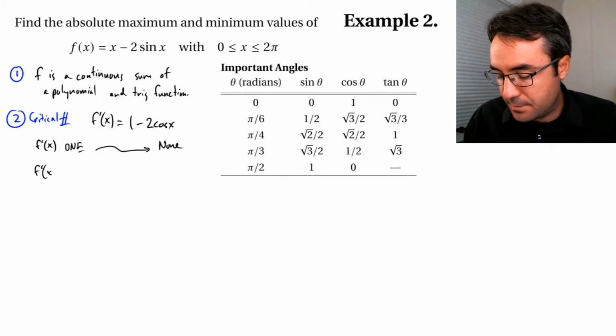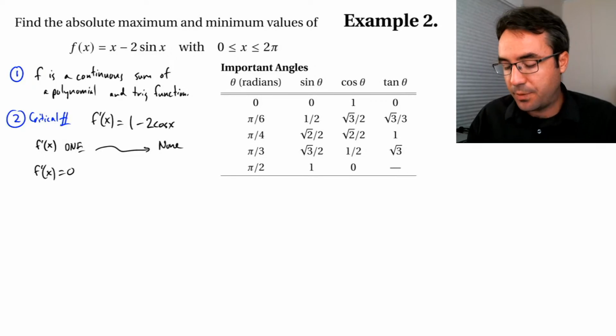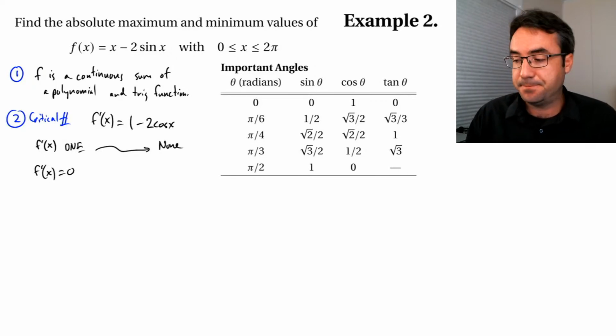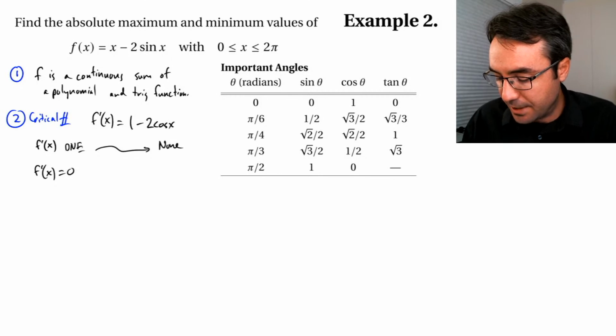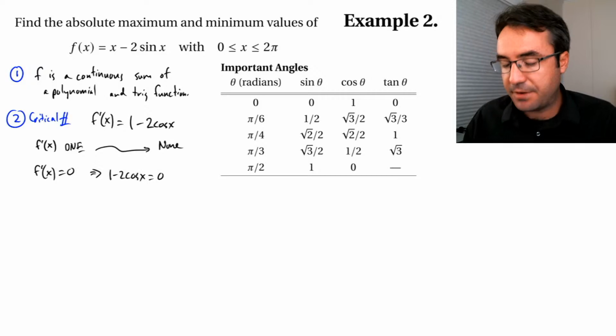But what about where f prime is equal to 0? Let's see that. So we set our derivative equal to 0, and we're going to solve that for x.